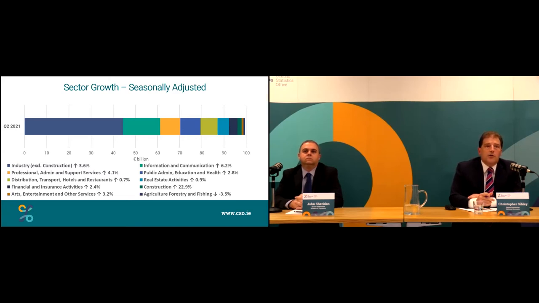Distribution, transport, hotels and restaurants 0.7%. And that smaller than expected growth in distribution, transport, hotels and restaurants is about the timing of the restrictions during the quarter. Some of the sectors were largely affected in May and some, like accommodation, in June, late in the quarter. Construction there is probably the biggest number that might catch your eye, and that's the 22.9%, the rebound from the low in Q1 2020.